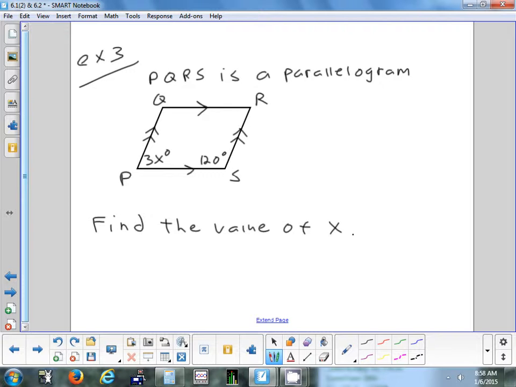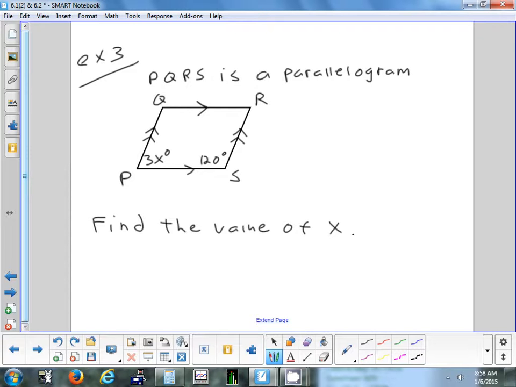All right. So here's a parallelogram. I didn't have to write this statement up above. I've already labeled it. Okay. But just in case you don't see it written that it's a parallelogram, just look for the marks. Okay. They're asking to find the value of x.